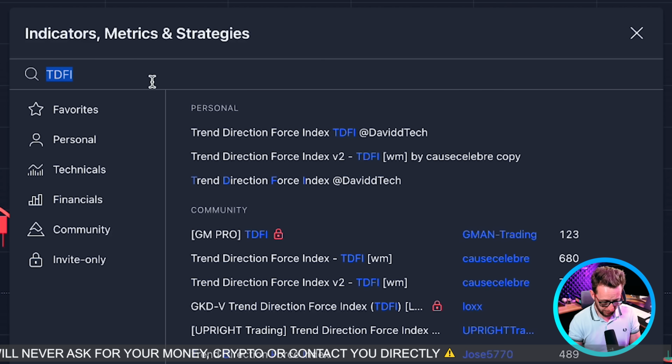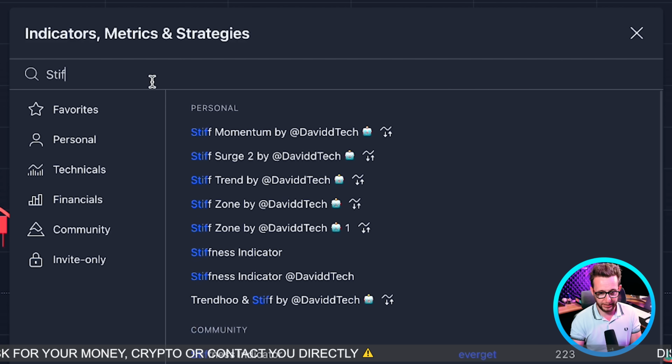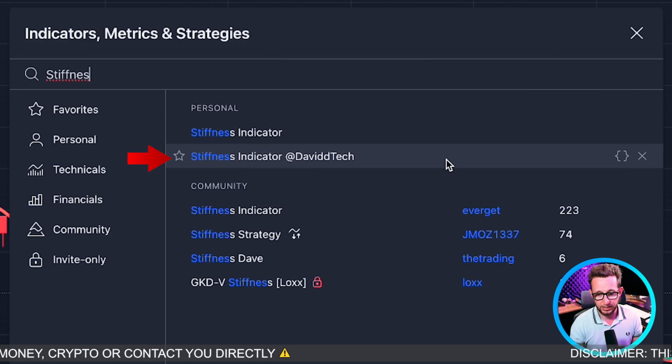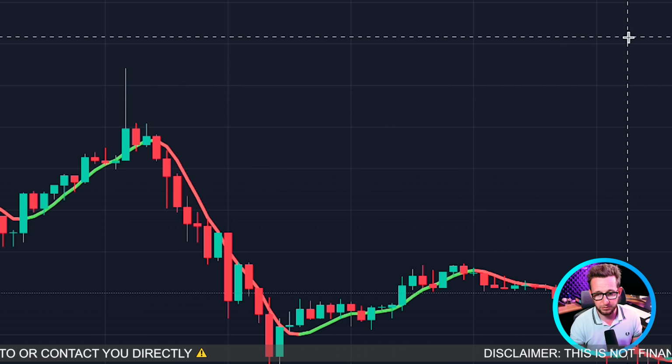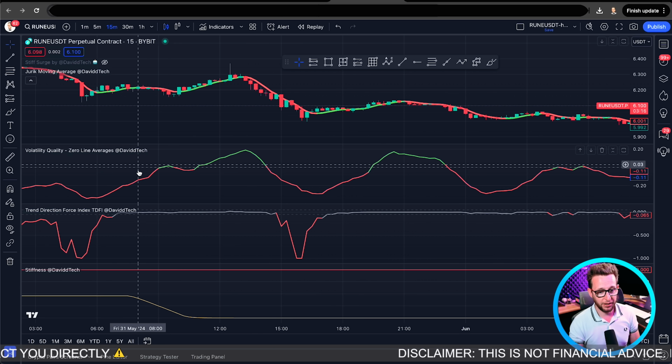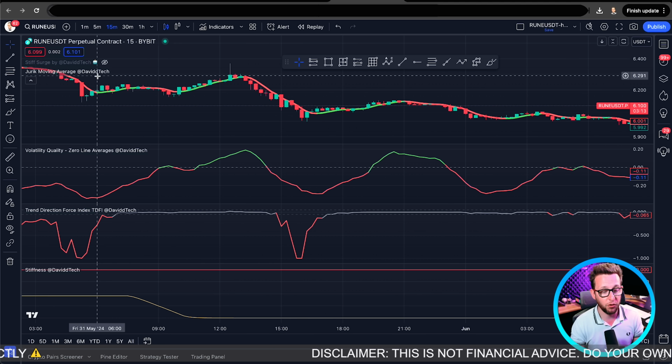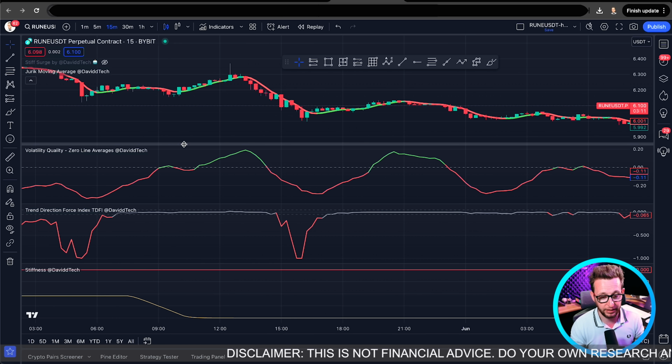And the final one we're going to be adding is the stiffness index. Stiffness indicator by DaviddTech just here. I'm going to click all of those and add them to my chart. Boom! Right, there we go. We have all four indicators added to our chart, so it's going to give us our entries.